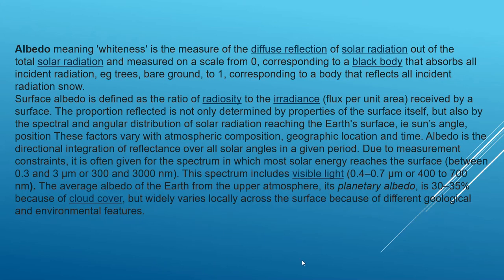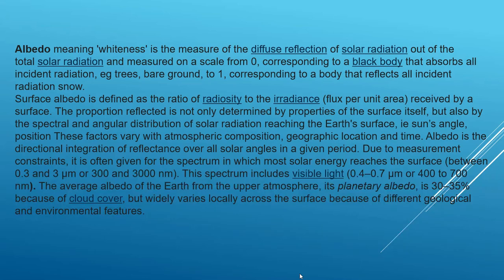So let's talk about albedo. Let's get specifically what it means. Albedo, meaning whiteness, is the measure of the diffuse reflection of solar radiation out of the total solar radiation, and is measured on a scale from 0, which corresponds to a black body that absorbs all incident radiation, like trees, bare ground, all the way up to 1, which corresponds to a body that reflects all incident radiation.